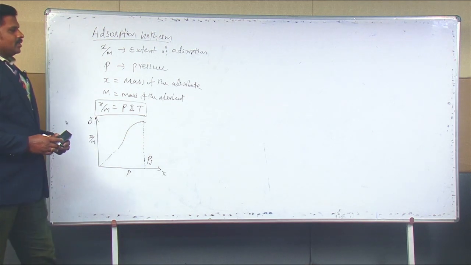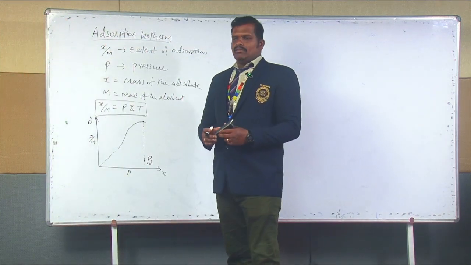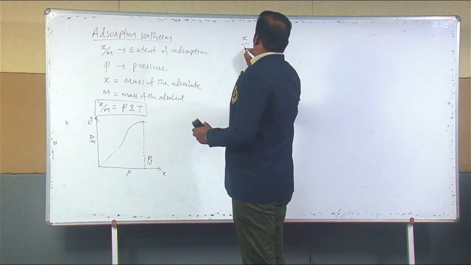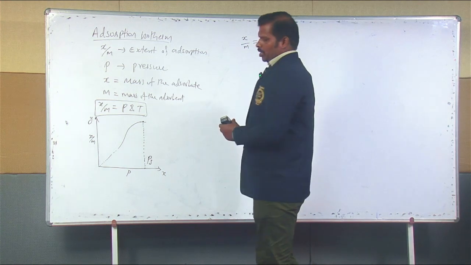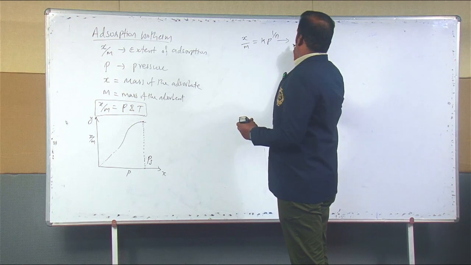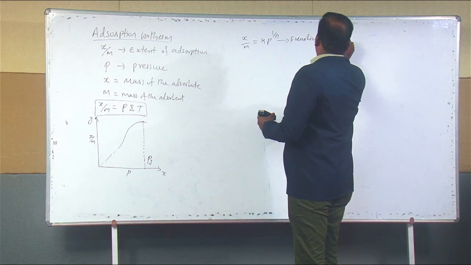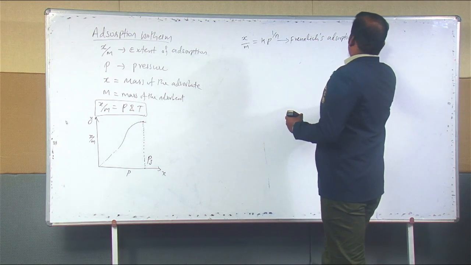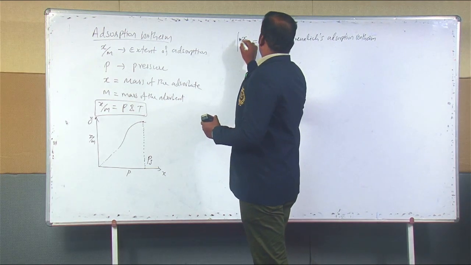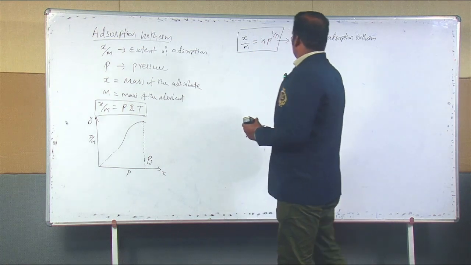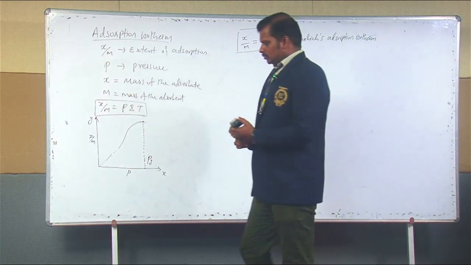So this relationship can be expressed mathematically using an empirical equation, that is x by m is equal to k p power 1 by n. This empirical equation is known as Freundlich's adsorption isotherm.